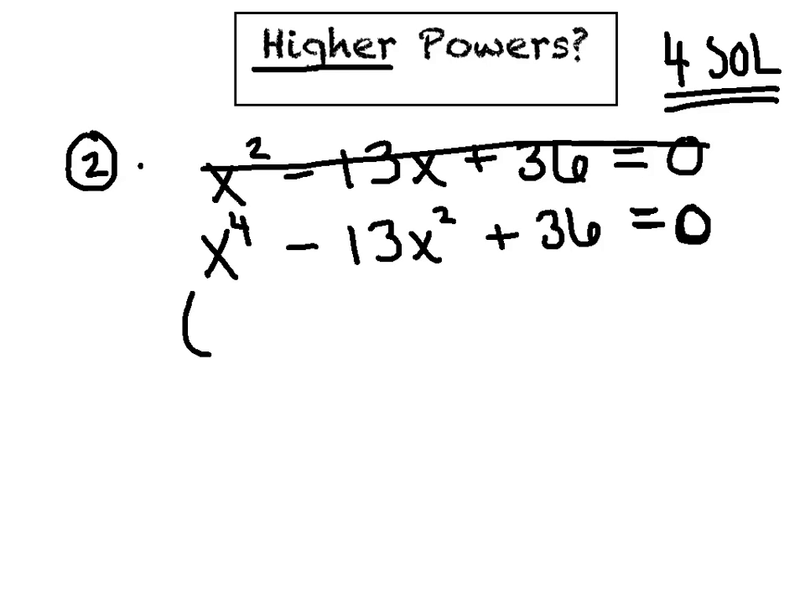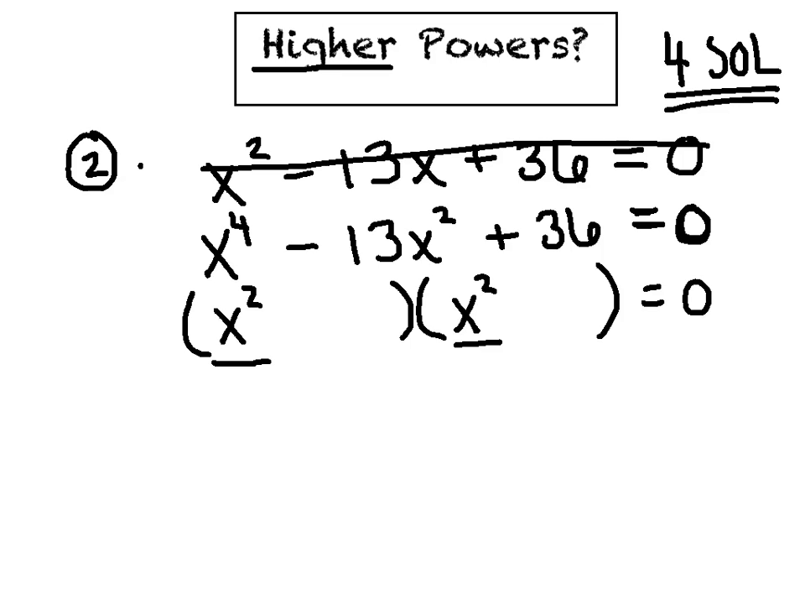So, as we try to factor this, we're trying to think of what term times what term would produce a product of x to the 4th, and I'm going to go with x squared times x squared. I think you'd agree that x squared times x squared would give me x to the 4th here. Then we stick with our same technique of trying to think of two numbers that add up to negative 13 and yet multiply to positive 36. I came up with negative 4 and negative 9.